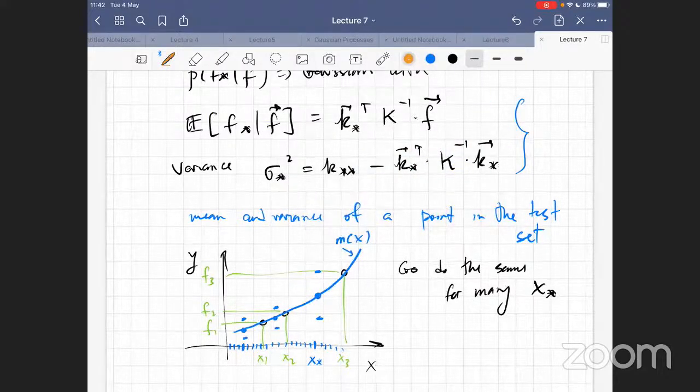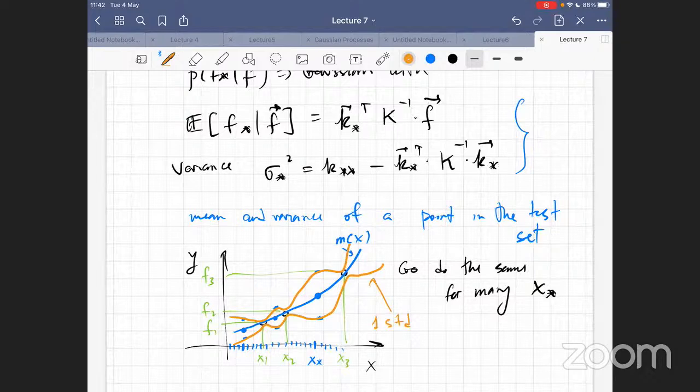Then I can obtain something like this one. Like this. And then similarly like this. This is, for example, the standard deviation. One standard deviation, for example. This is just a cartoon, right?